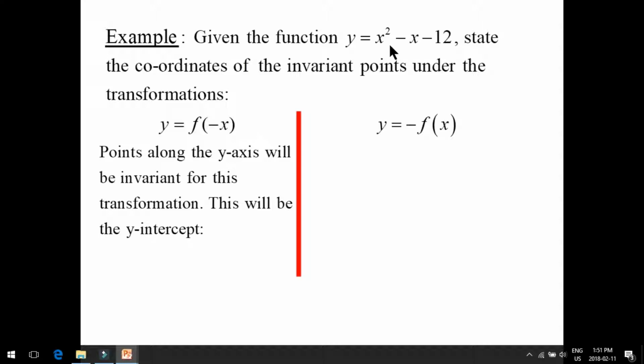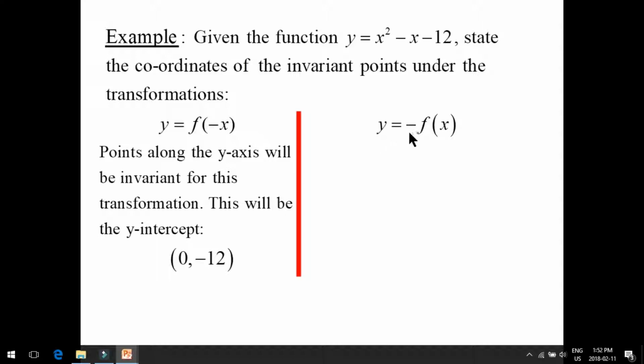You learned in grade 9 that mx plus b, the b value, was the y-intercept. Well, it also works for parabolas. In fact, all polynomials, the constant term on the end is the y-intercept. So the y-intercept here would be 0, -12. And that's invariant under this transformation because it's a reflection across the y-axis, because x got replaced with negative x.